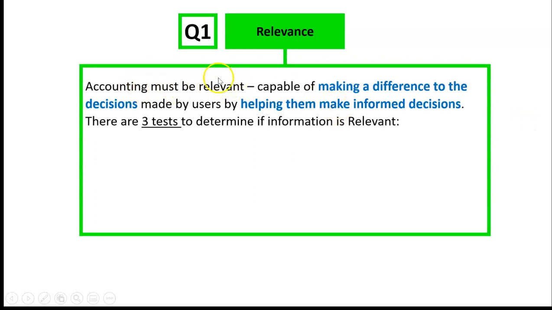When we define this, though, we don't really want to use that word. We don't use the word in the definition. So what we're going to say is accounting must be capable of making a difference to the decisions made by users by helping them make informed decisions.